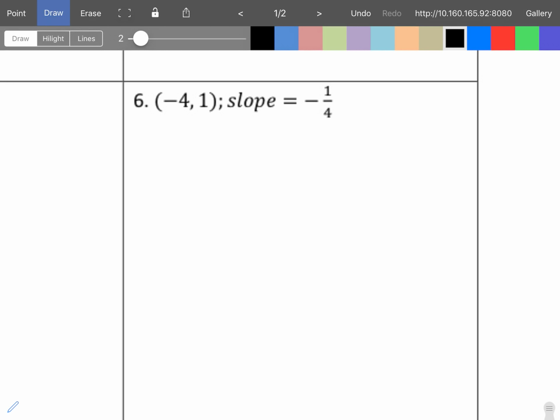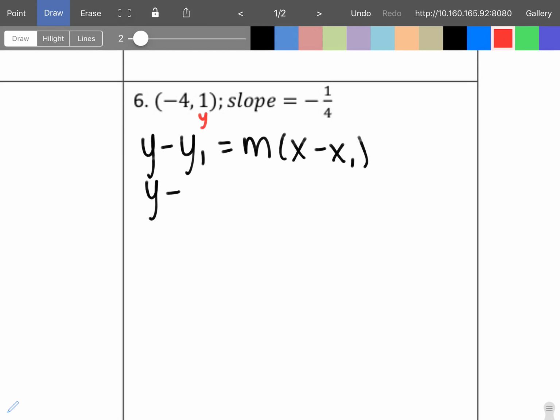And then number 6, let's do this last one. y minus y1 equals m times x minus x1. We start in point slope. We're going to plug in our point. So remember, our y1 is just this 1, and then our x1 is at 4. Our slope is -1/4. x minus x1 is a -4. I'm going to turn this guy into a huge plus sign.